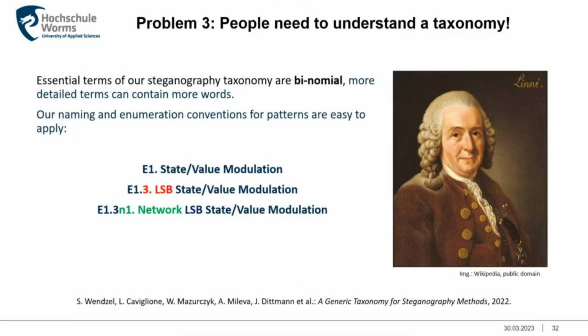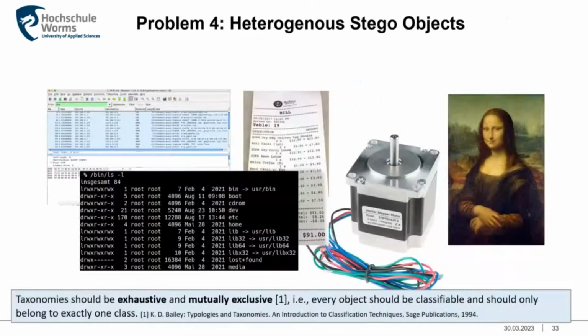So let's say we have a state or value, and we modulate that state or value. Fine. It could be that we want to be more specific. Maybe it's a least significant bit or bits. Or maybe we want to say, okay, it's in a network context or something. So we just add words. And that's pretty easy. And just a transfer of this guy's idea.